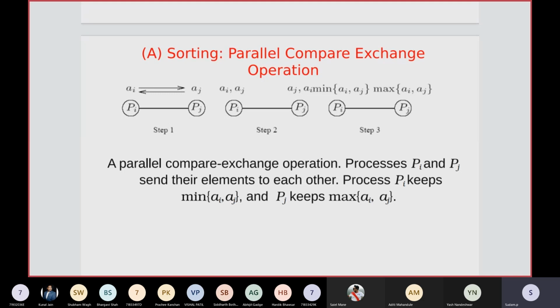You can read the statement that is also added here: the parallel compare exchange operation on processes Pi and Pj. You have to remember here that i has an ID less than j. Pi is P0 and Pj is P1 in our case. They send their elements to each other. Process Pi keeps the min of Ai Aj: it compares both elements and finds the minimum, and Pj keeps the merge of Ai Aj. The min will be stored in the internal memory of Pi, the first processor, and the merged element will be stored in the internal memory of Pj, the second processor.